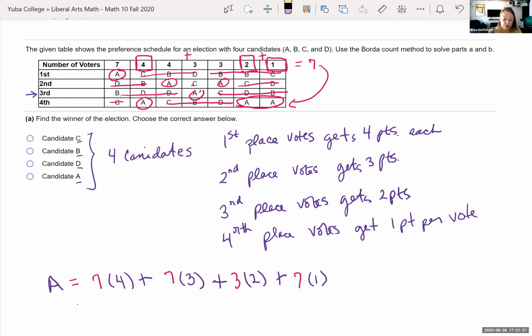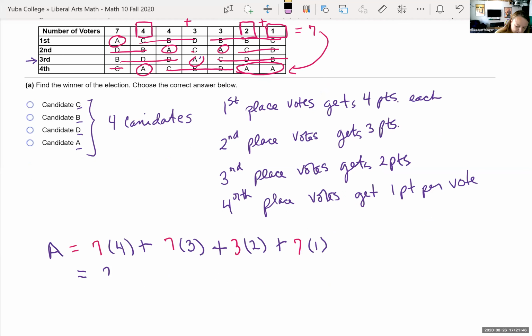Order of operations says you first multiply before you add anything. So 7 times 4 is 28. Basically this is saying they got 28 points for the number of voters that ranked them number 1, plus 21 points for the second place votes, plus 2 times 3 is 6, plus 7 times 1, which is 7.